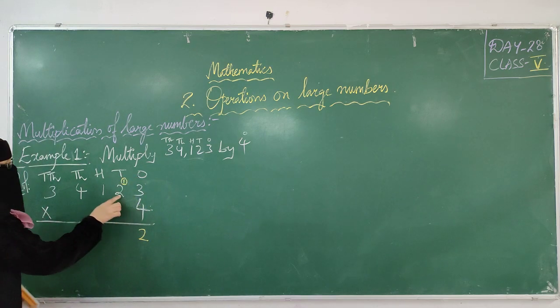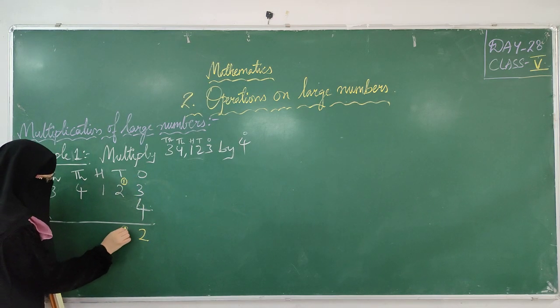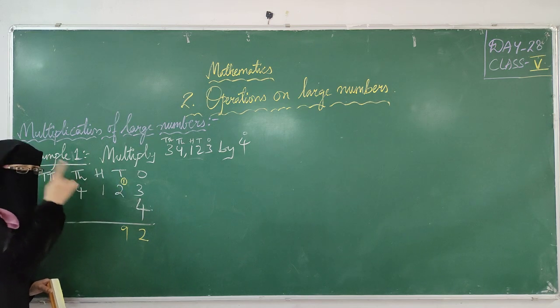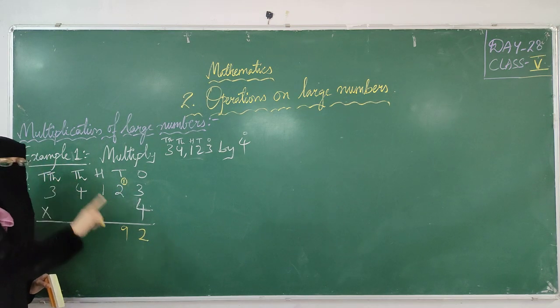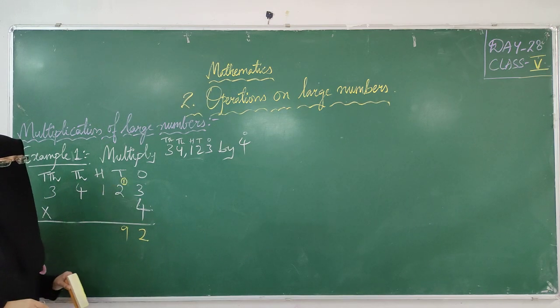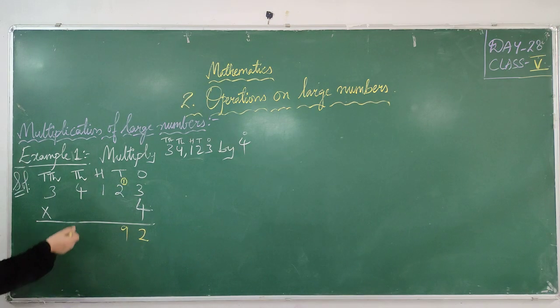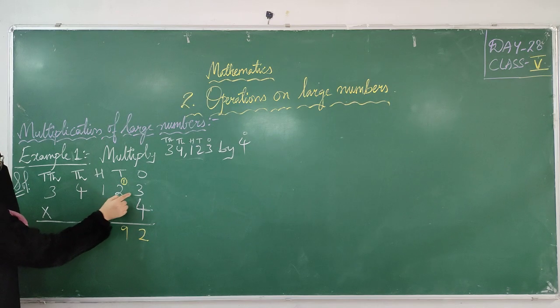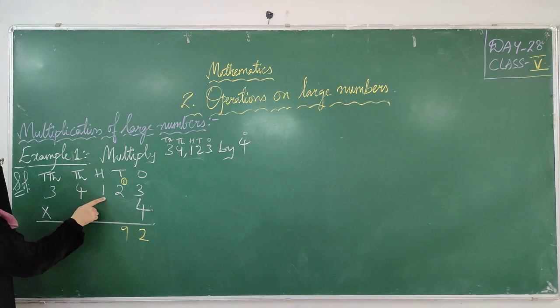So here 4 twos are 8, 8 plus 1, 9. Remember, we have to add the carry. We should not multiply with this number, or with the answer of that 4 twos are 8. Okay, with the product. Next, we are done with the ones. Next, we will move to the hundreds.